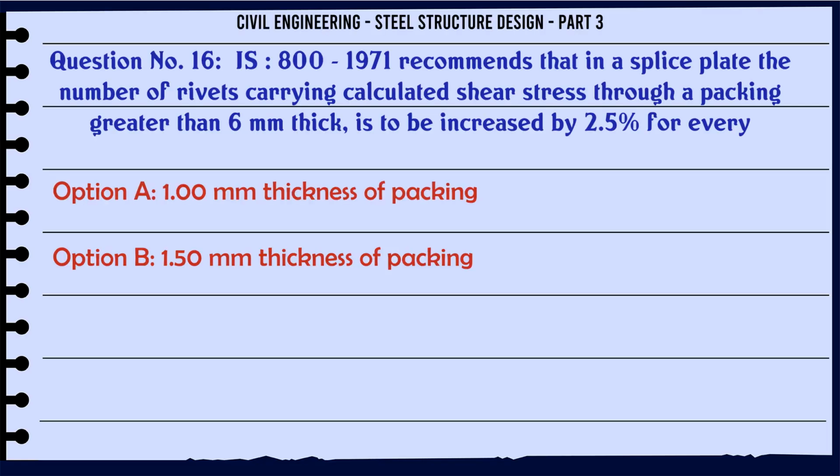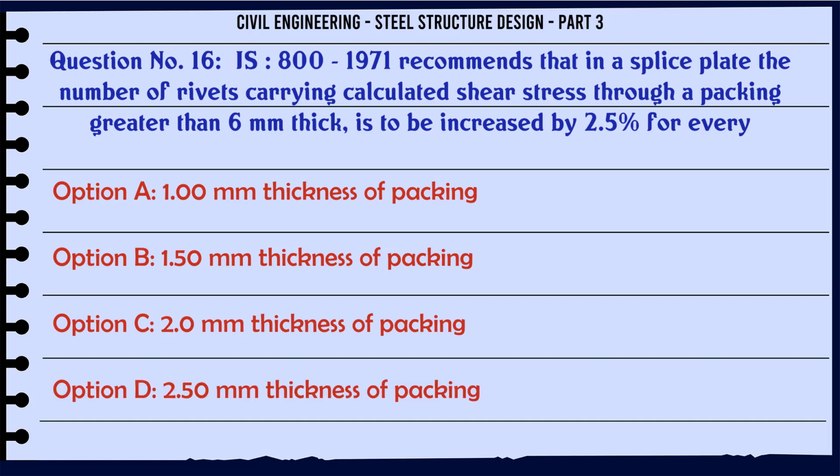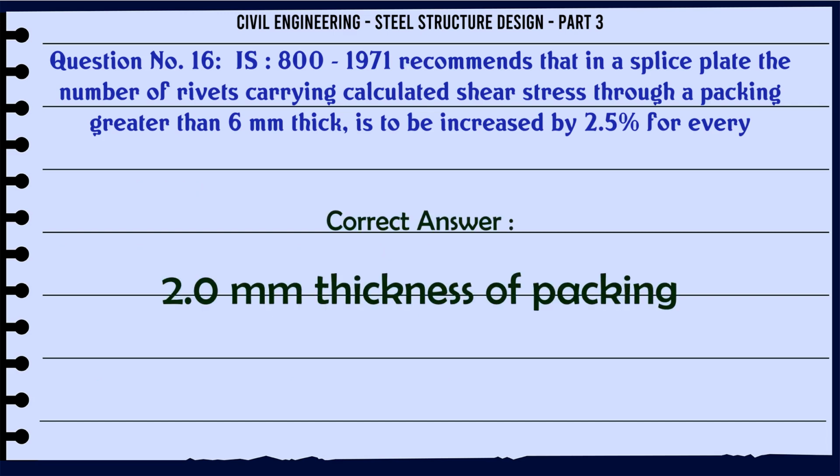IS 800-1971 recommends that in a splice plate the number of rivets carrying calculated shear stress through a packing greater than 6 mm thick is to be increased by 2.5 for every: A, 1 mm thickness of packing; B, 1.50 mm thickness of packing; C, 2.0 mm thickness of packing; D, 2.50 mm thickness of packing. The correct answer is 2.0 mm thickness of packing.